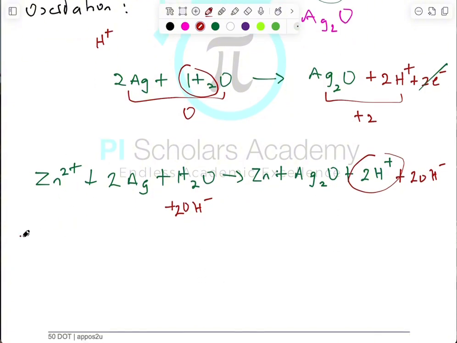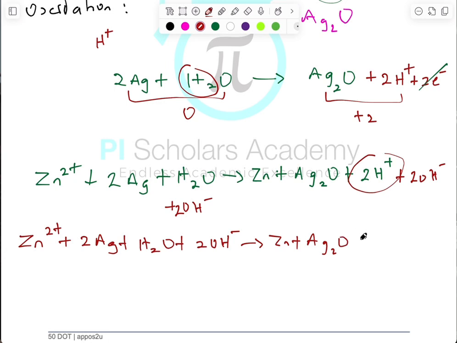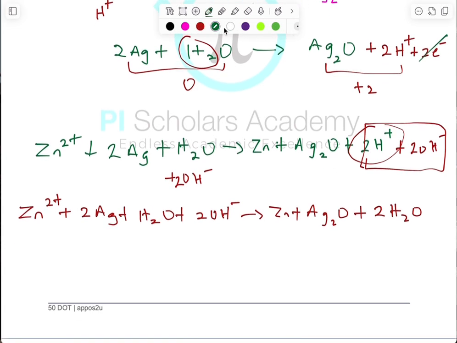So when you write this now, this is going to be zinc 2 plus, 2Ag plus H2O plus 2OH minus to give zinc plus Ag2O plus, now H plus and OH minus, they will turn to water. And how many of them do you have? 2 to each. So that means that you have 2 molecules of water being formed here. We are almost done. We have gotten rid of the H plus there. We now have OH minus, showing that it is in the basic medium.